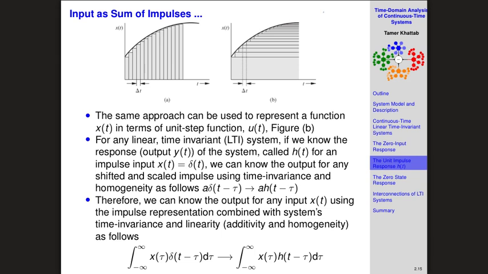If I tell you that a system is given by the input-output relation y of t is equal to x of t minus 3, and I ask you to calculate h of t of this system, the impulse response, what's the impulse response for this system? Anyone?